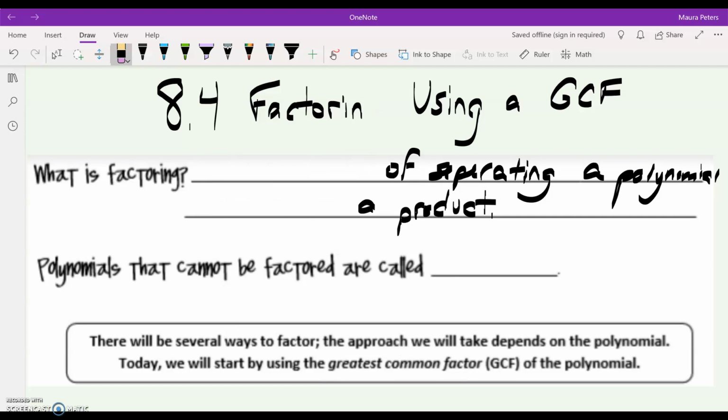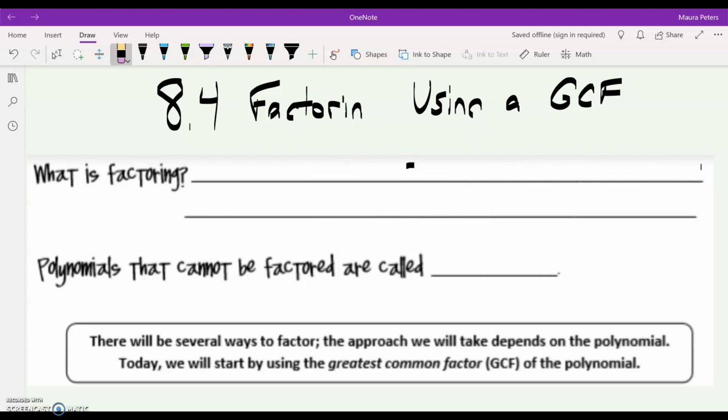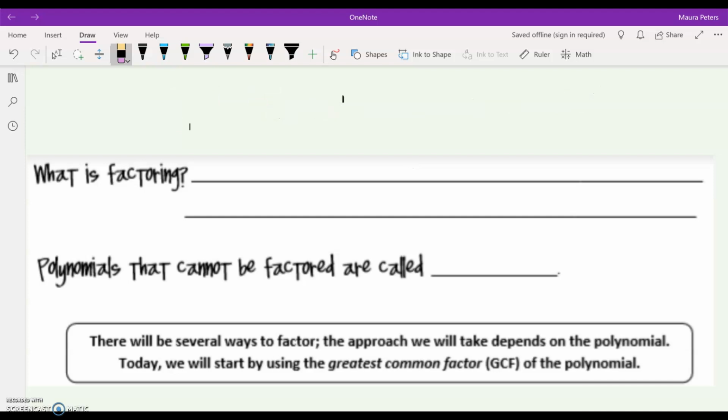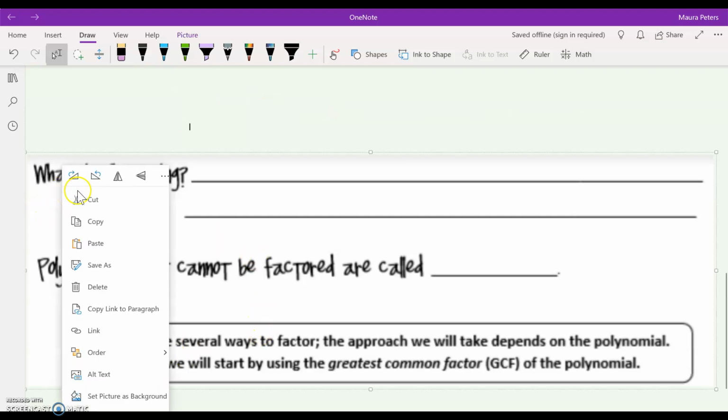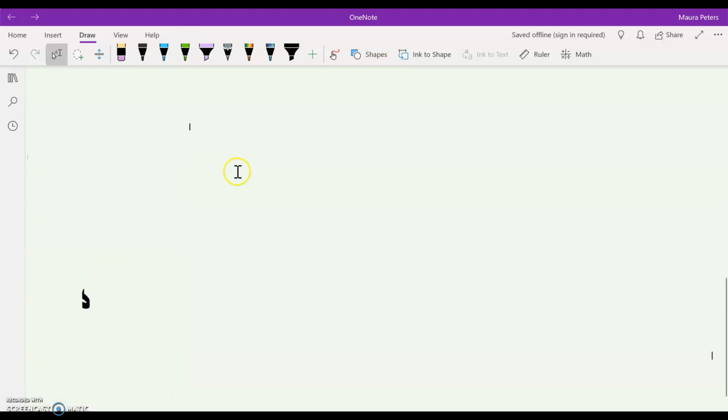Let me just erase some things first before we move forward. We'll come over here, delete this, do some more erasing, and we'll start with some examples.